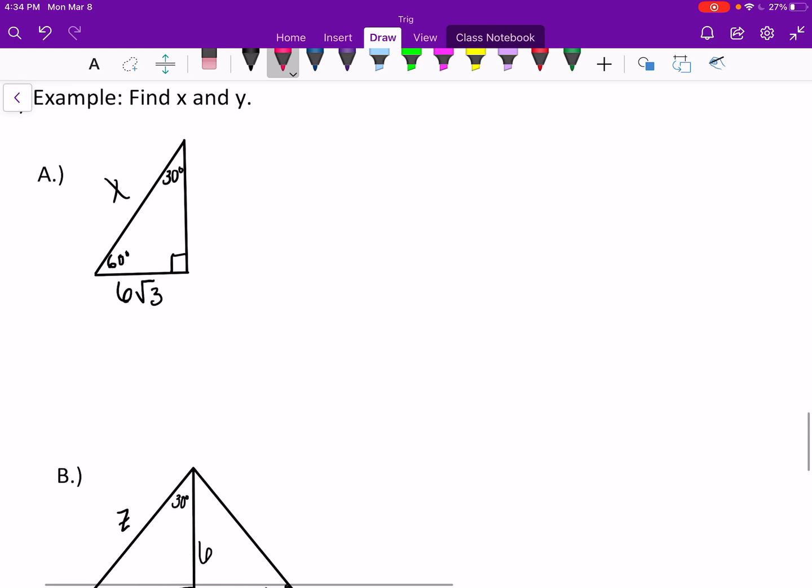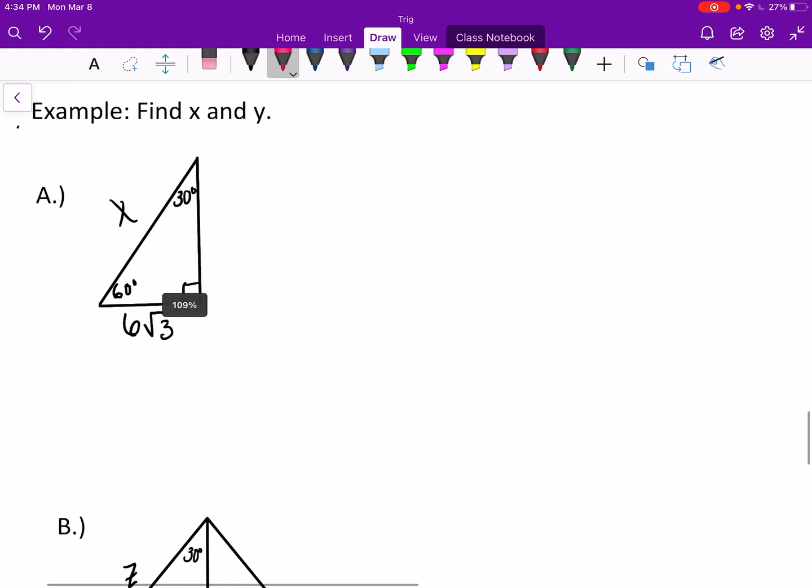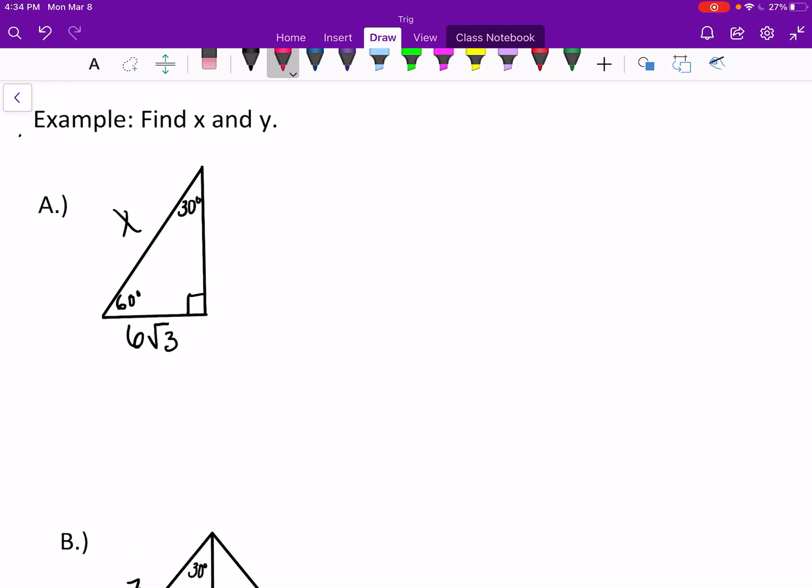We're going to do an example with this. We are asked to find x. Notice x is the hypotenuse of our 30, 60, 90 triangle. Since 6 square root of 3 is across from the 30-degree angle, which is the smallest angle, this is the short leg.